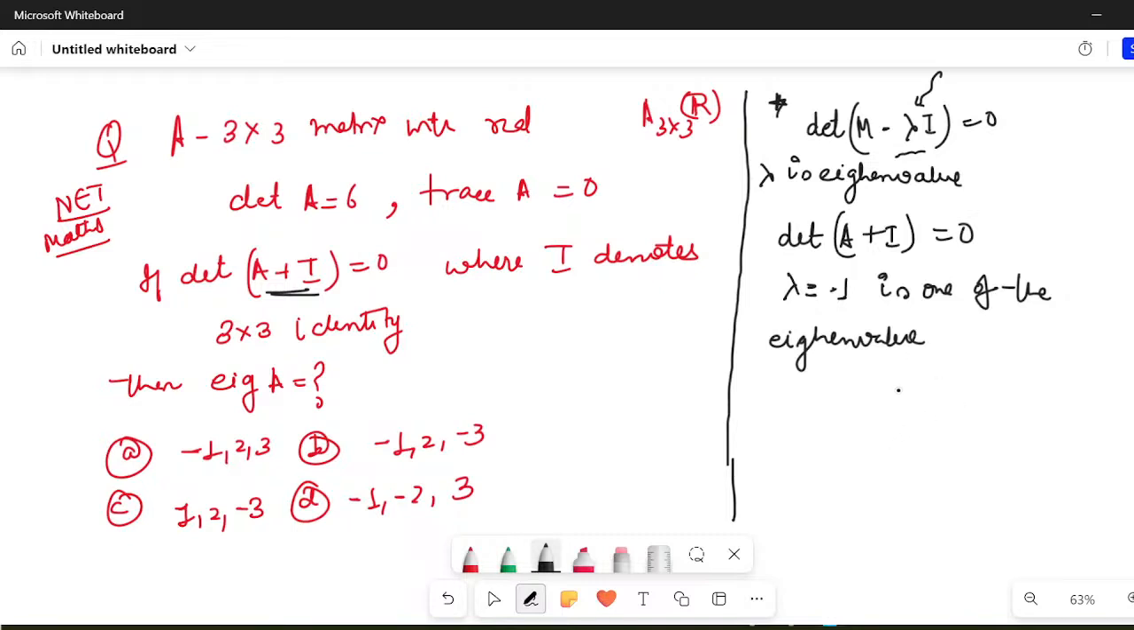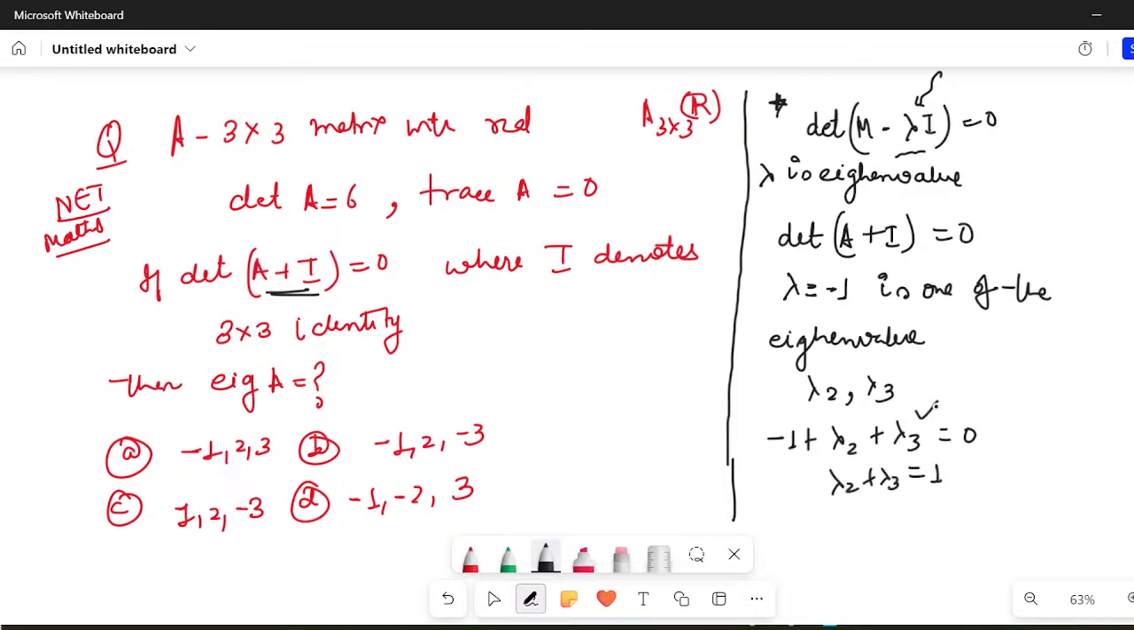Now, if one of the eigenvalues is equal to minus 1, then what about the other eigenvalues? It's very simple to see that if one of the eigenvalues is minus 1, then the other eigenvalues, let us say, are lambda 2 and lambda 3. So now it is easy. Minus 1 plus lambda 2 plus lambda 3 should be equal to 0. So it implies that lambda 2 plus lambda 3 should be equal to 1.